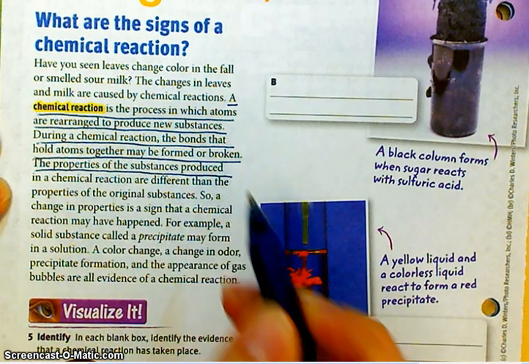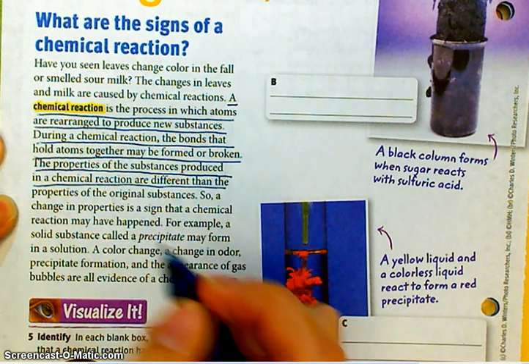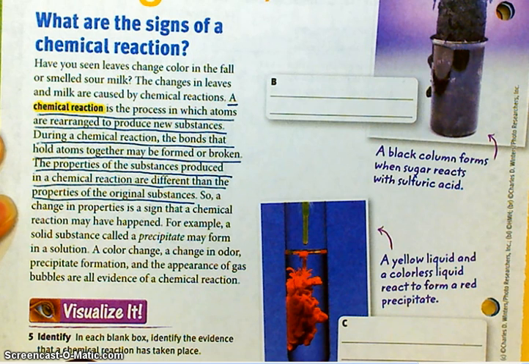The properties of substances produced in a chemical reaction are different than the properties of the original substances that you started with. Okay? So a change in properties is a sign that a chemical reaction may have happened. And there are several signs, several pieces of evidence that you can look for in order to determine that a chemical reaction has happened.